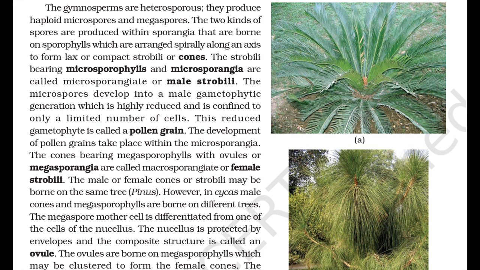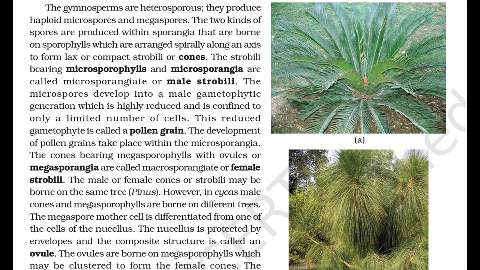The male and female cones or strobili may be borne on the same tree. However, in cycas, the male cone and the megasporophylls are borne on different trees. The megaspore mother cell is differentiated from one of the cells of the nucellus. The nucellus is protected by an envelope, and the composite structure is called an ovule. The ovules are borne on megasporophylls which may be clustered to form a female cone.